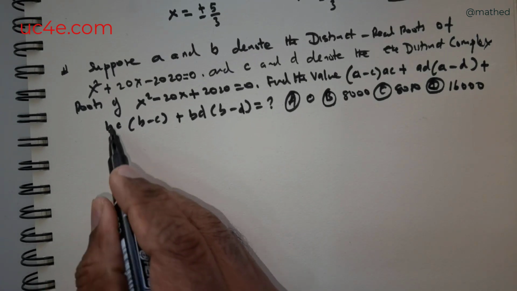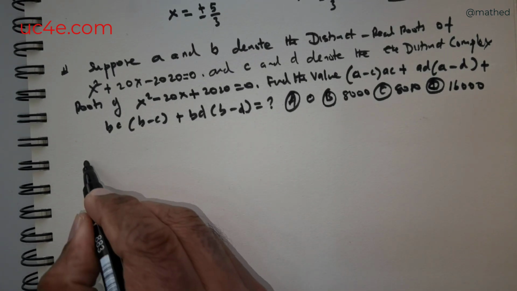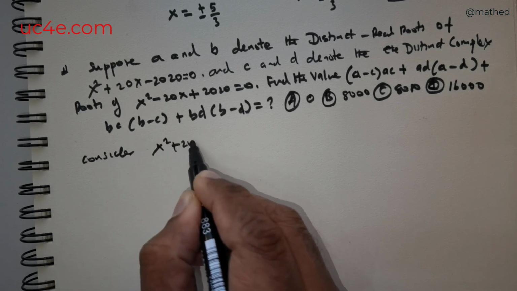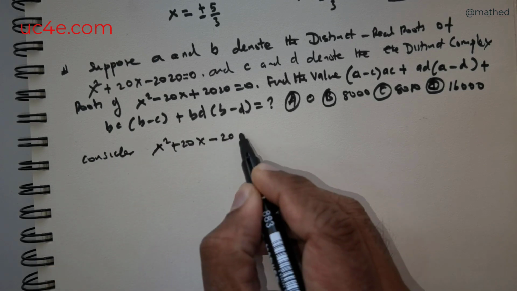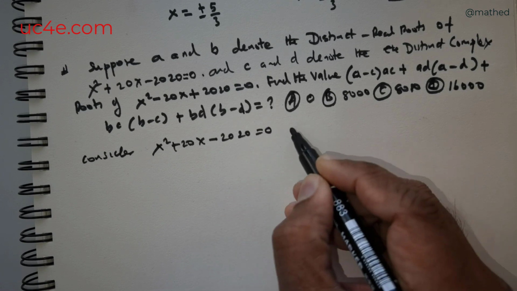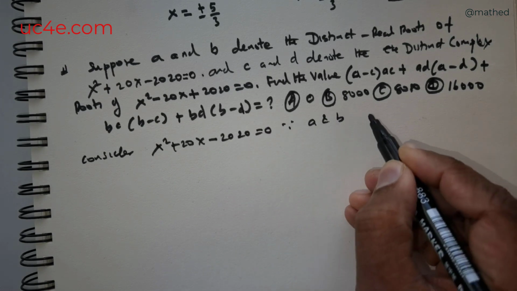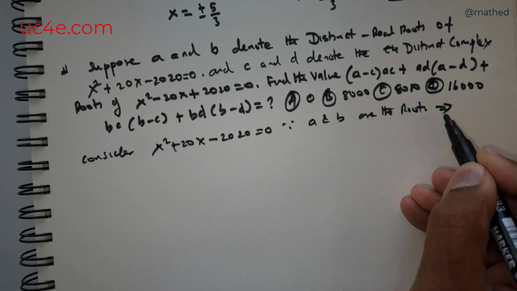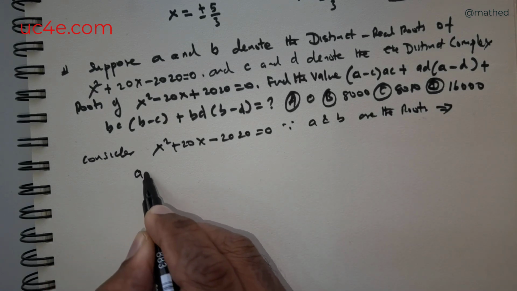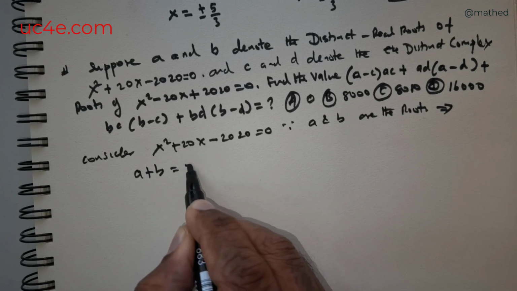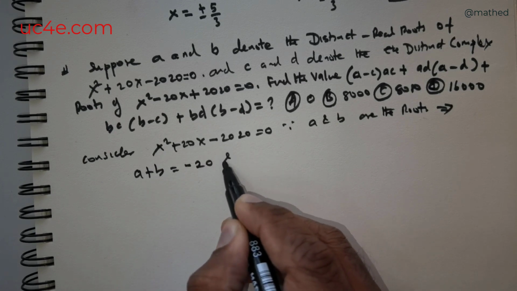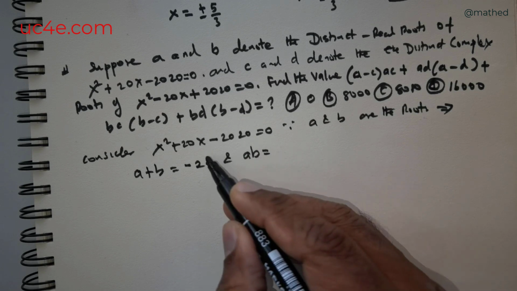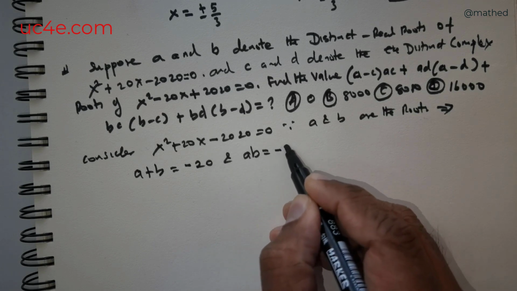Let me just start off with the first equation. Consider x squared + 20x - 2020 equal to 0. Since A and B are the roots, this would mean the sum of the roots A + B is equal to -20, and the product of the roots is equal to C over A, so that's going to be -2020.